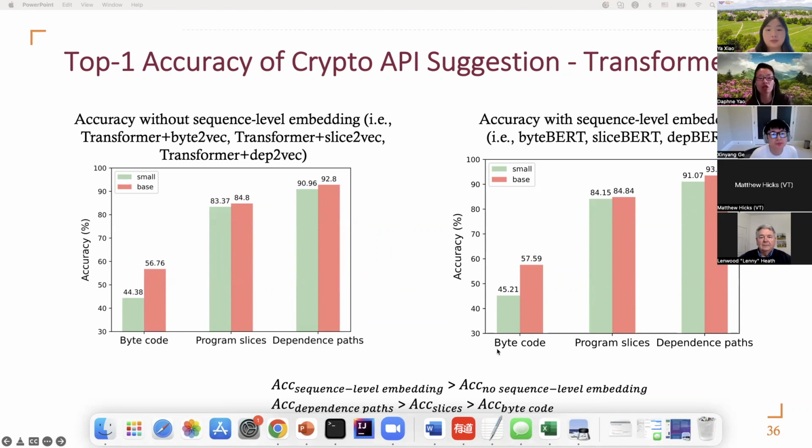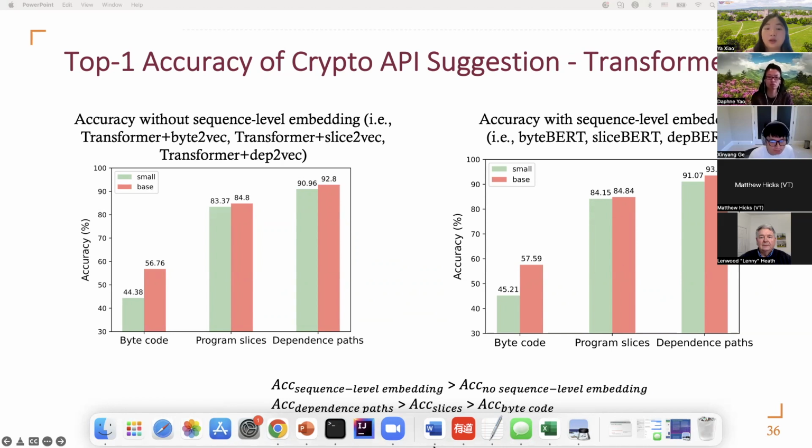So how big is the sequence in our case? It's the API call sequence. In my case, this API method sequence is around 10 to 20 in length. Does that include the arguments or just the name of the API? If the arguments appear, we will include them. But if there is no argument, then we don't have it.